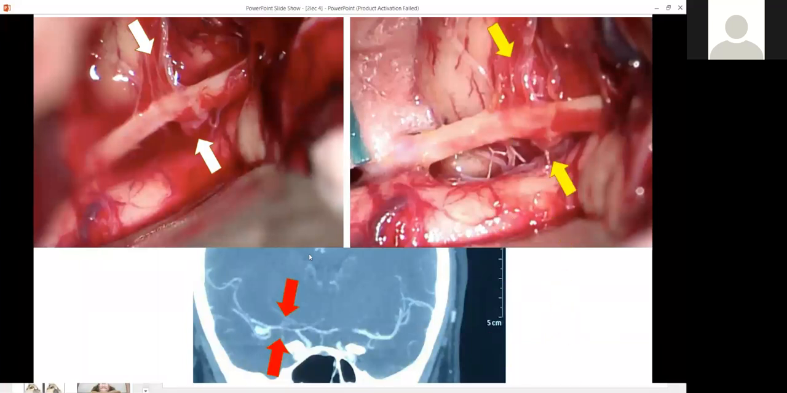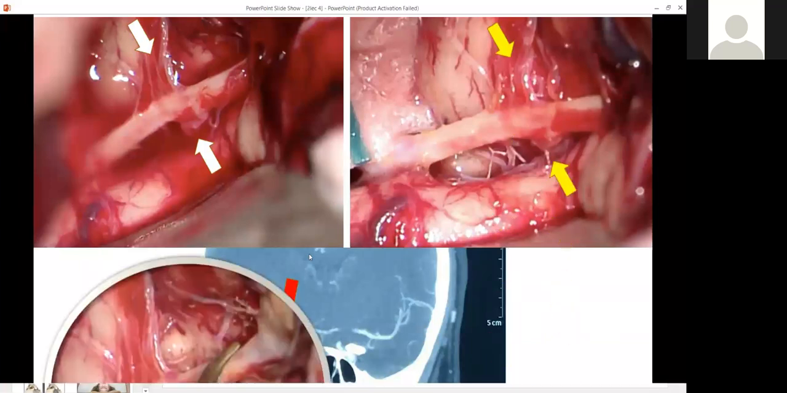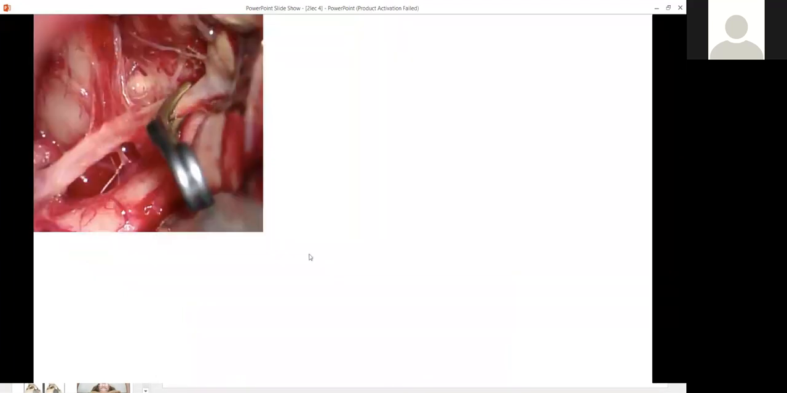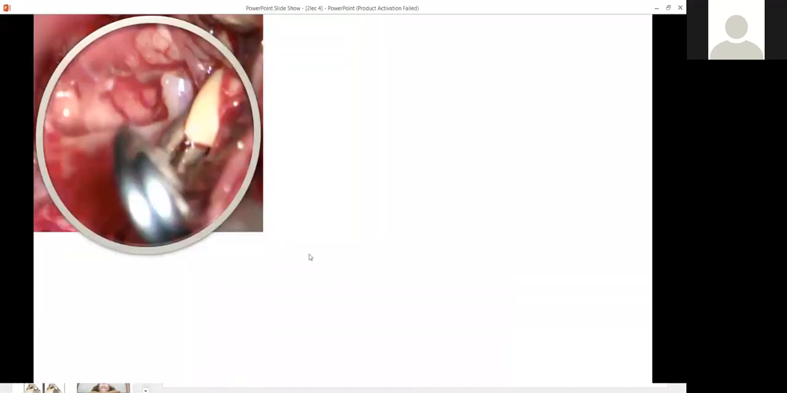More dissection. These are the branches, superior and inferior. After getting dissection distal to the branches, you get close to the neck with a temporary clip, then a permanent clip to the middle cerebral artery bifurcation aneurysm. And at this moment, you must check for the three branches that emerge from the middle cerebral artery.